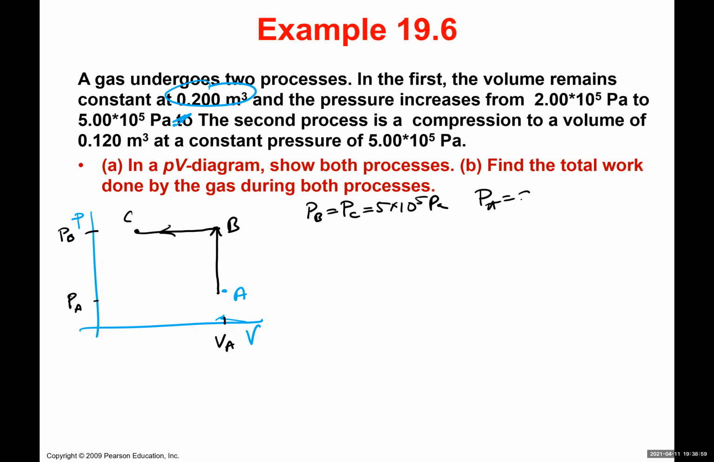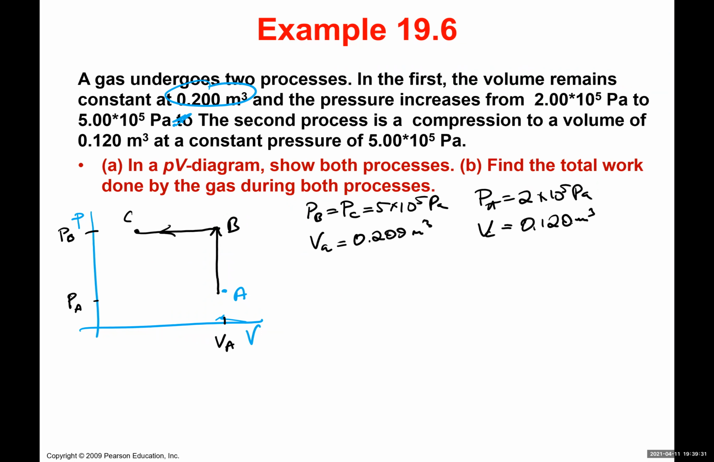PA is equal to 2 times 10 to the 5 Pascal. VA is equal to 0.2 cubic meters. VB is equal to VC, sorry. So VC is equal to then 0.12 cubic meters. Okay, so those are the values of what I've given. Part B says find the total work done by the gas during both processes.